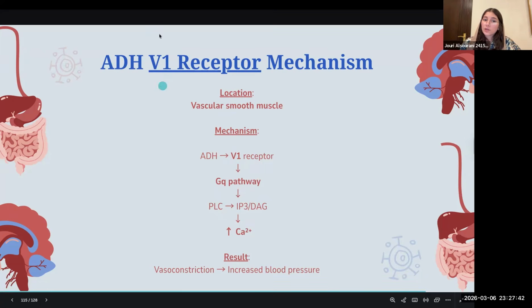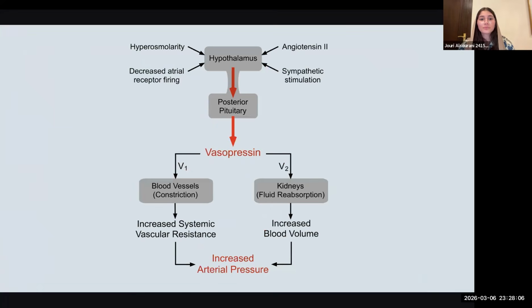So what the V1 receptor has to do with is that when we have the ADH binding the V1 receptor in the vascular smooth muscle, it will stimulate the GQ pathway, which will cause its signaling cascade, and will have an increase of calcium. The increase in calcium will result in vasoconstriction, which is going to increase blood pressure overall.